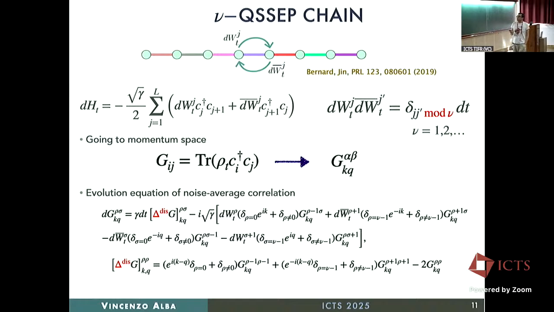Okay. Now, the good thing about this is that you can go to momentum space, so you can define the two-point function and then do a Fourier transform. And after you Fourier transform, essentially you get G_{k,q}^{αβ}, where k, q are momenta, but also you have alpha and beta, which are the cell indices. So for fixed k, q, this is a nu by nu matrix, and you can derive the evolution equation for the two-point function in momentum space, and you get this kind of complicated equation, okay? It's a linear equation, but still, it's a system of linear equations. It's not so easy to solve explicitly, okay?